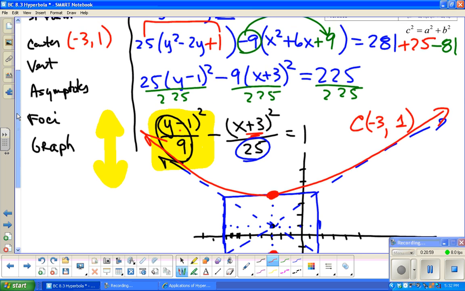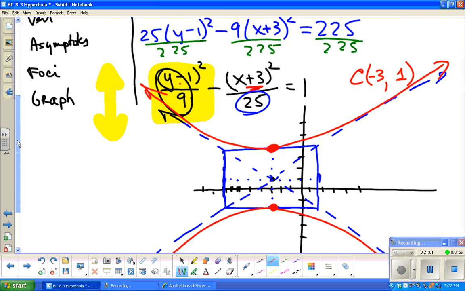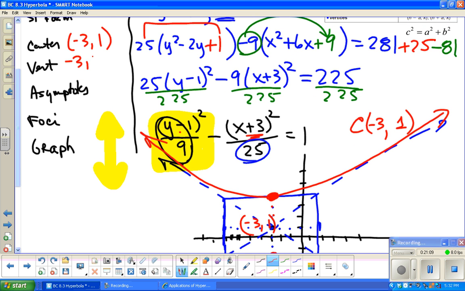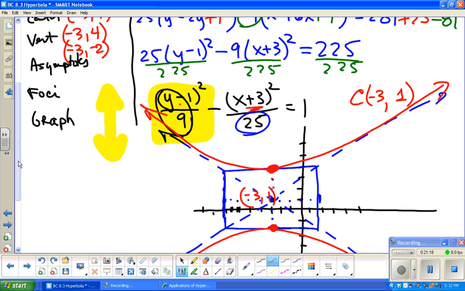As we're looking for the other information, all right, vertices. This was at -3, 1. I went up 3, so it's going to be -3, 4. And I went down 3, so it's going to be -3, -2. So you can either subtract or just count. I went down 3, so here's 1, 2, 3. Now I'm at that point. That's a vertex.